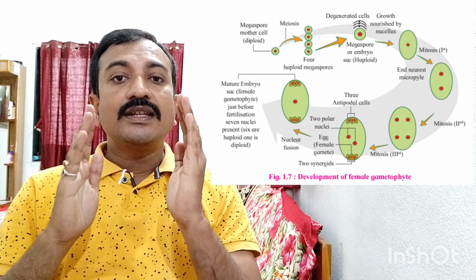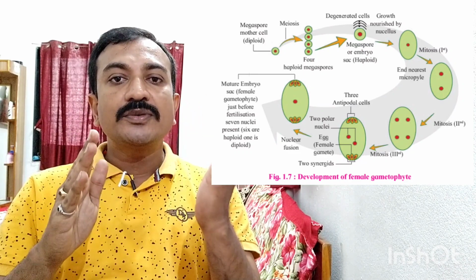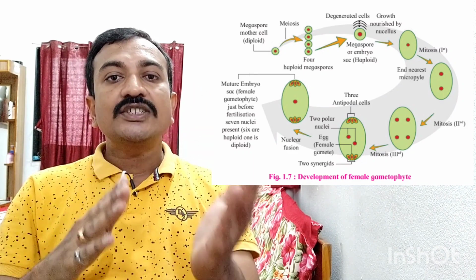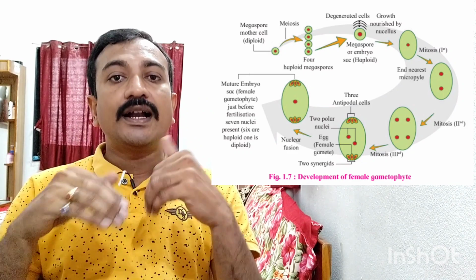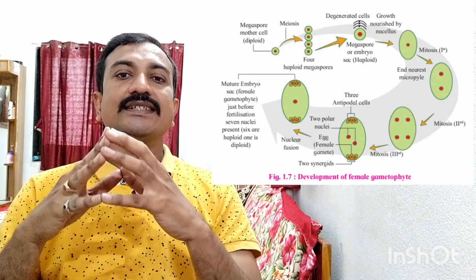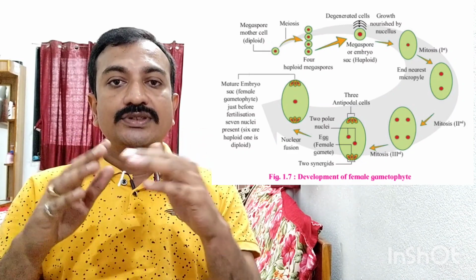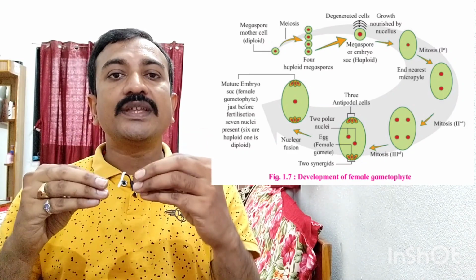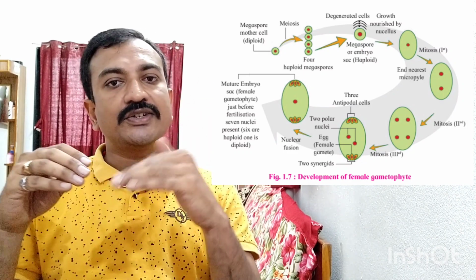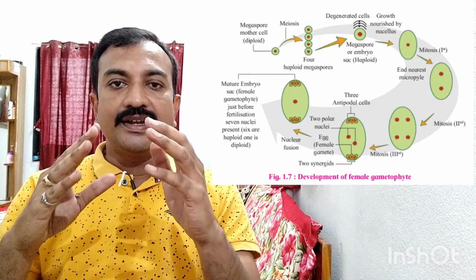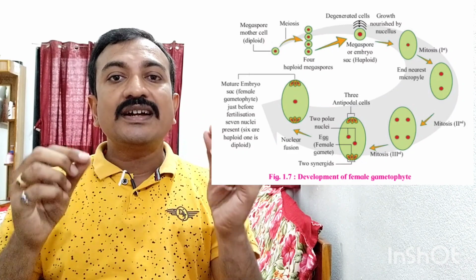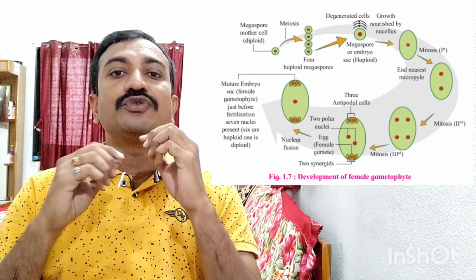First, that functional megaspore divides mitotically and forms 2 cells. In the second mitotic division, those 2 cells divide into 4 cells, and in the third mitotic division, those 4 cells divide into 8 cells. Of the 8 cells which are formed, 4 cells migrate towards the chalazal end and 4 cells migrate towards the micropylar end. But further, 1 cell from each pole comes to the center, and they fuse together.